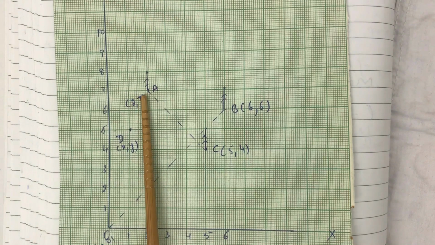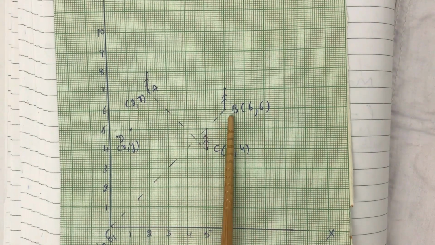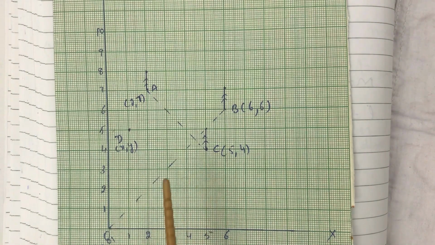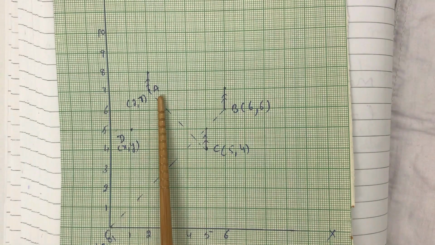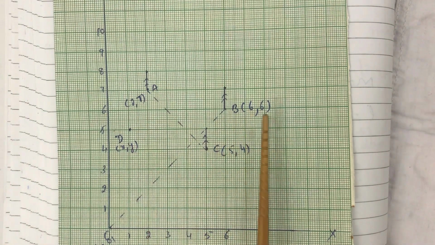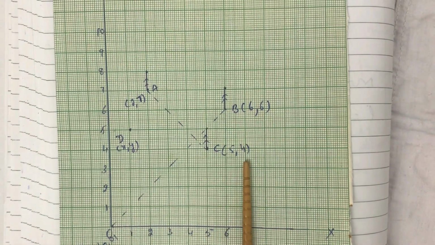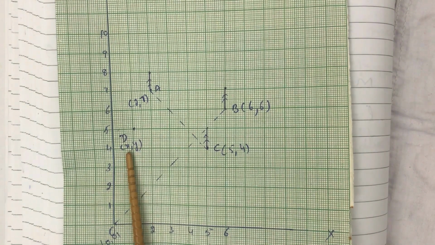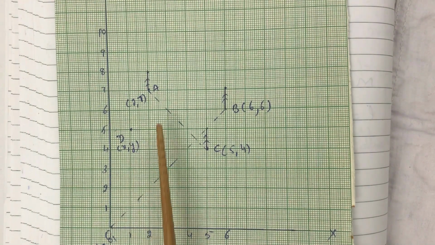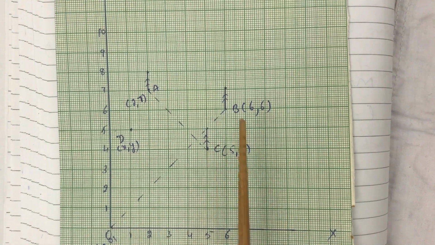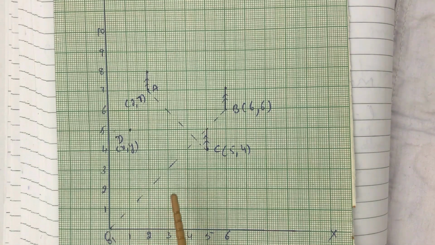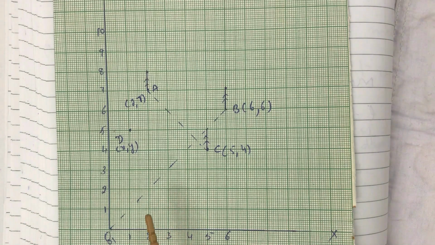They have shown 3 poles. One is A, one is B, one is C. And here I have written the coordinates of A, which is 2, 7, coordinates of B, which is 6, 6, coordinates of C, which is 5, 4. And I have taken D here, and the coordinates of D are X, Y. And I have joined these 2 points. I have joined this and this point. And on the next page, they have written the questions. I am going to answer those questions.